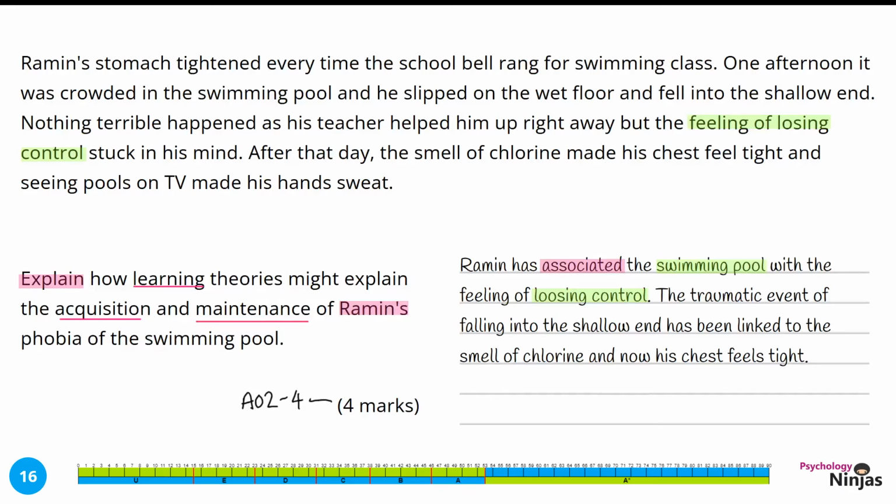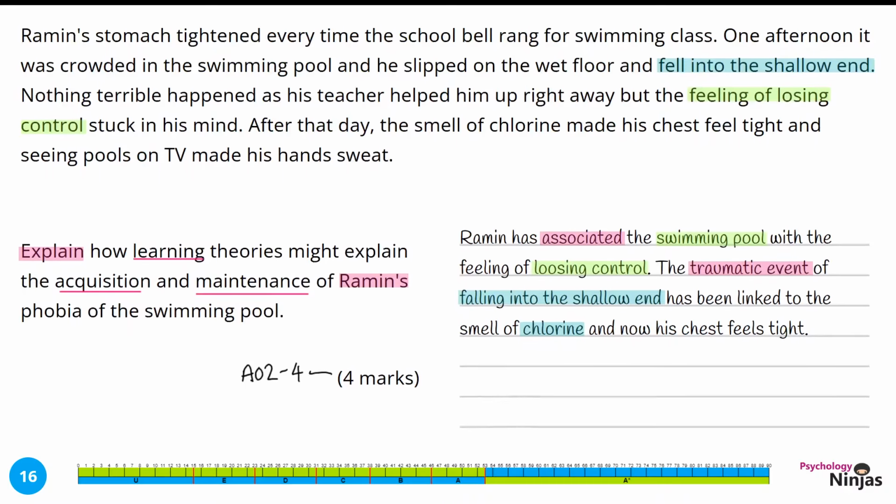We've then identified that this is most likely to be a traumatic event, at least for the initiation or the start of a phobia. And then we've identified the specific traumatic event, falling into the swimming pool, and how this has now been associated with the smell of chlorine and evident in his behaviour. Again, we're going to tick this off in our stem to show that we're using this part of our application.